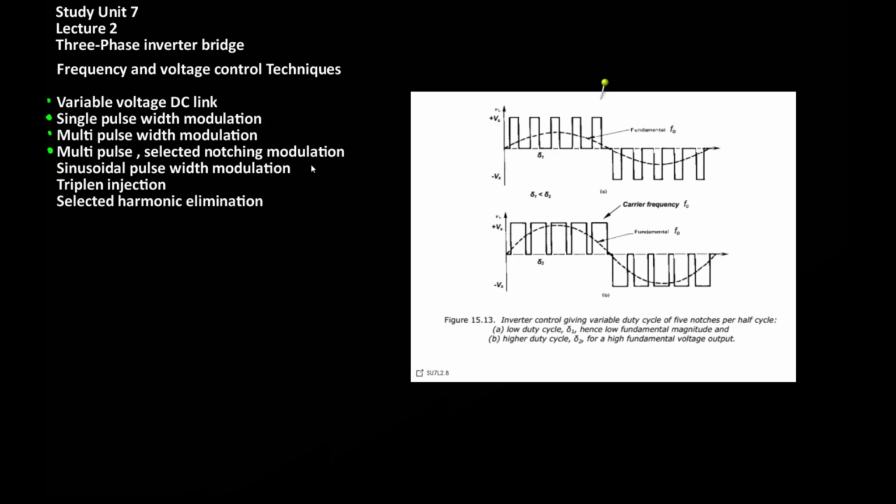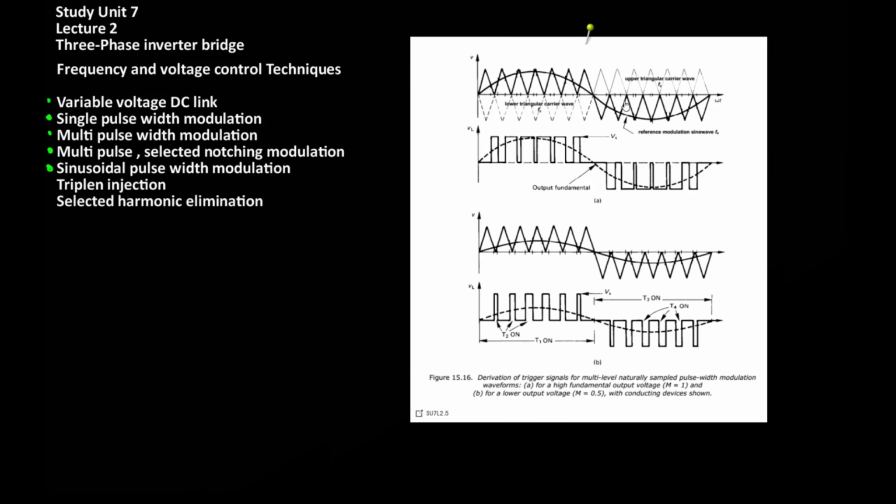With selected notching modulation, the on-off times of the notches can be varied, as well as the number of notches which are present. The final scheme that I'm going to discuss in this lecture is one which is used quite commonly, and that is sinusoidal pulse width modulation. In sinusoidal PWM, a reference sine is used in combination with a sawtooth signal to generate the timing, or rather the switching pulses, which are used to switch the switches in the DC to AC converter.